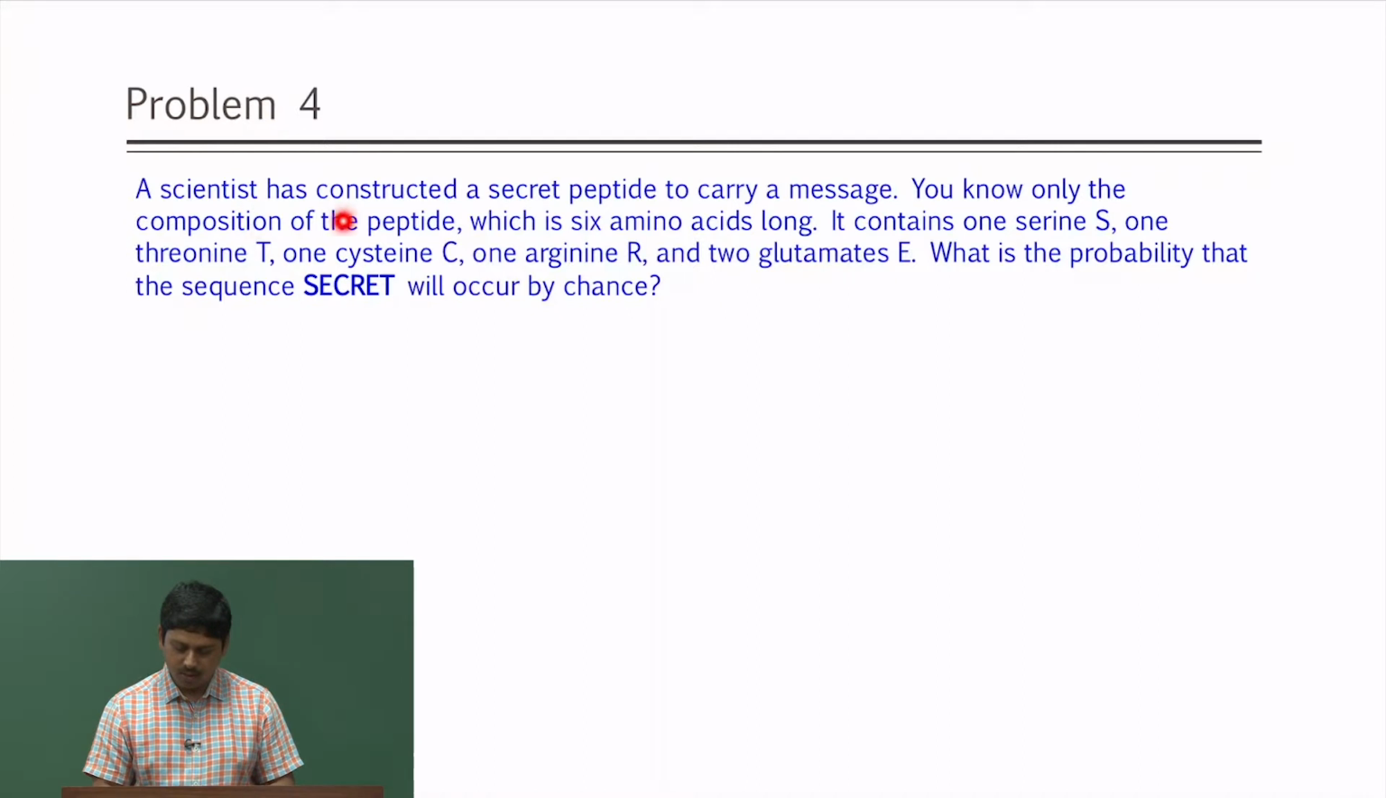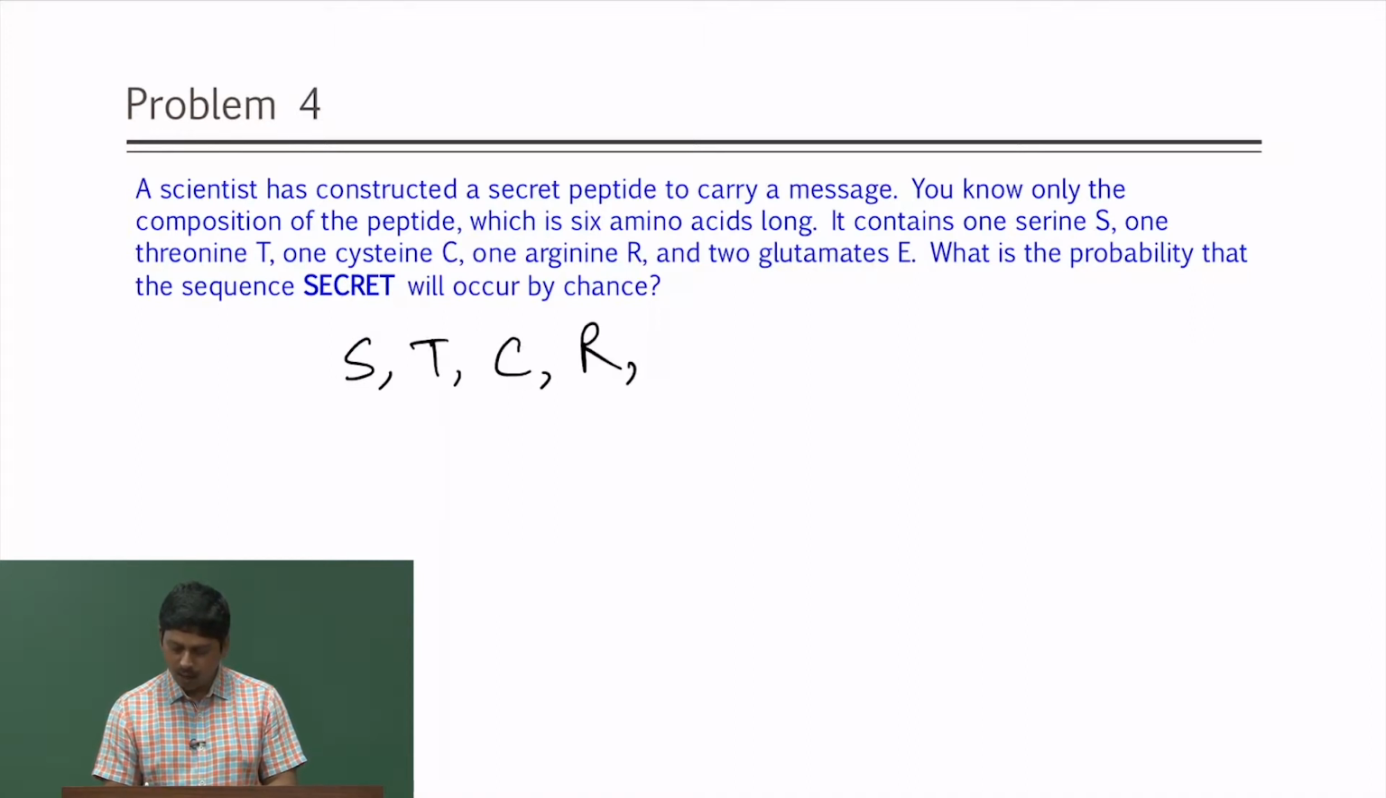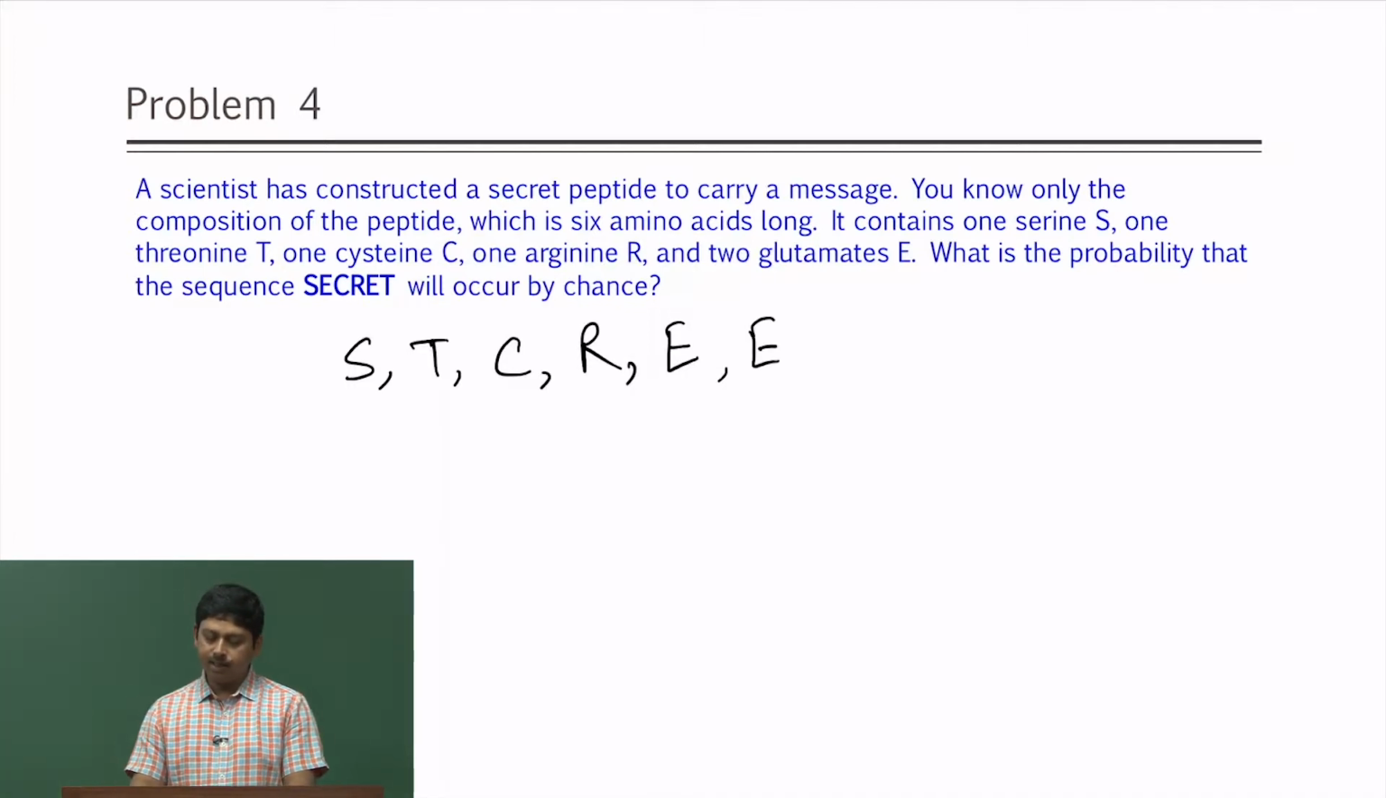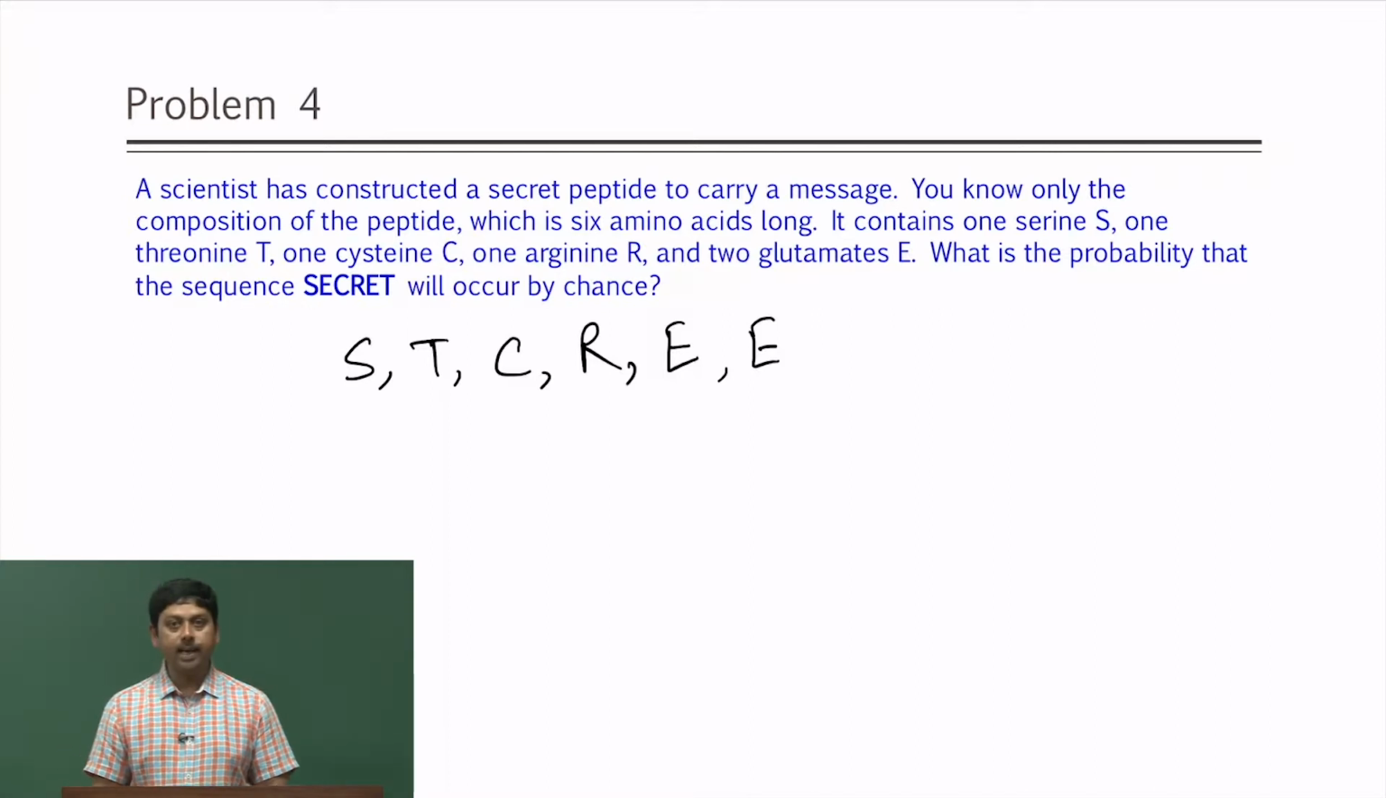A scientist has constructed a secret peptide to carry a message. You know only the composition of the peptide, which is 6 amino acids long. It contains 1 serine, 1 threonine, 1 cysteine, 1 arginine and 2 glutamate. What is the probability that the sequence SECRET will occur by chance?